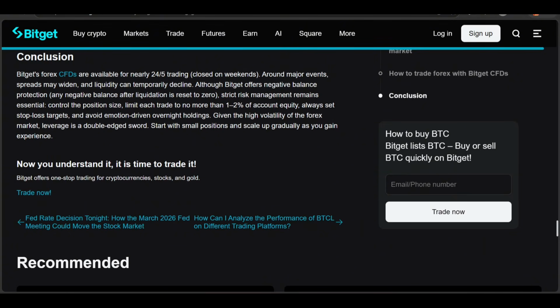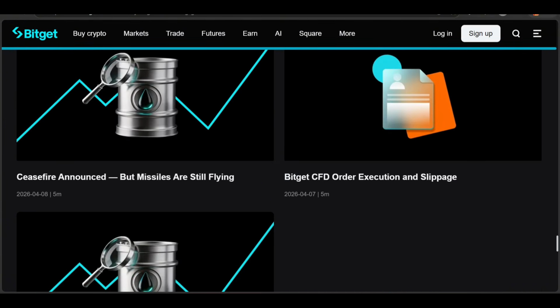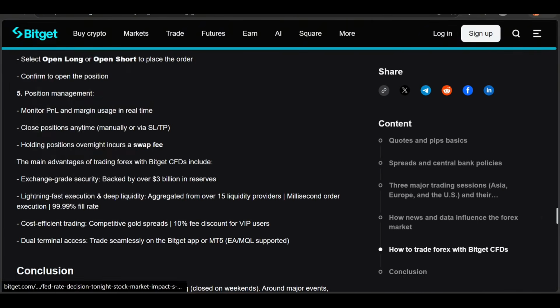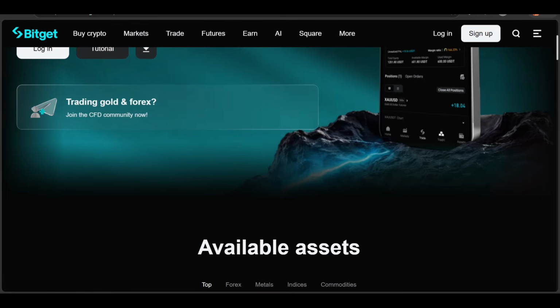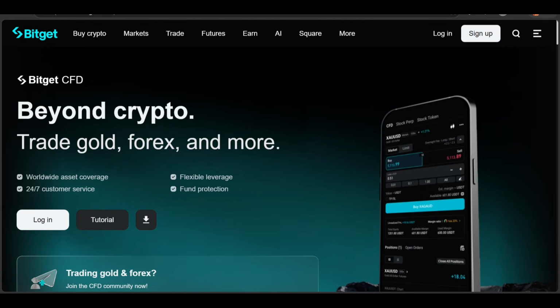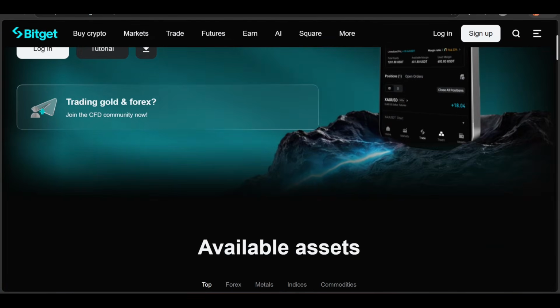Market leverage is a double-edged sword. Start with a small position and scale up gradually as you gain experience. Now you understand it, this is your time to trade. Here is Bitget. Explore Bitget today, and besides crypto trade, gold, forex and other things you can also trade on this platform. So you need to go explore this amazing platform and check this out.